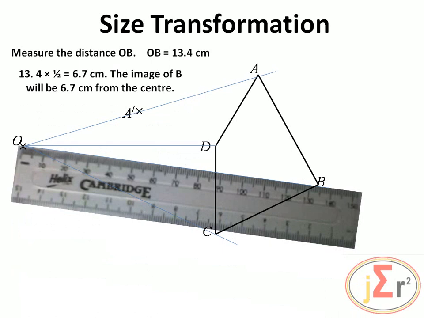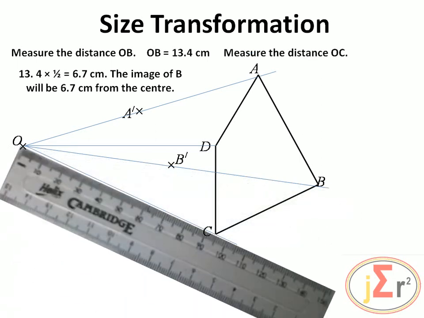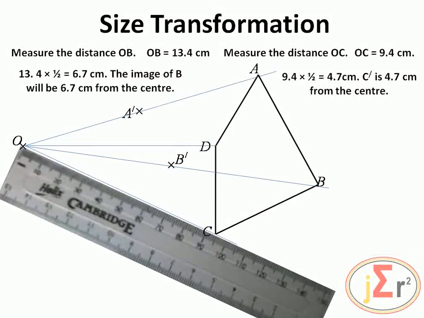So we are going to say 13.4 multiplied by a half is equal to 6.7 centimeters. The image of B will be 6.7 centimeters from the center. Measure the distance OC. And that's what? 9.4 centimeters. So the 9.4 is multiplied by a half, and the image of C is 4.7 centimeters from the center.